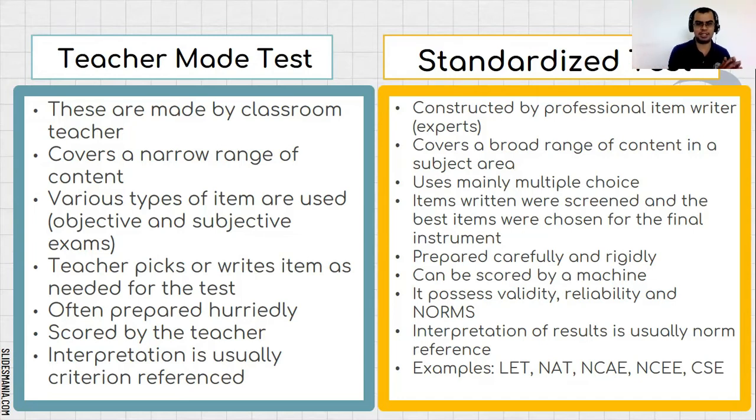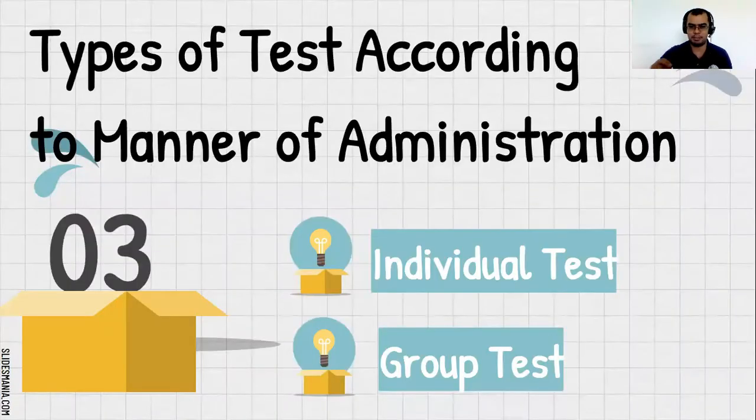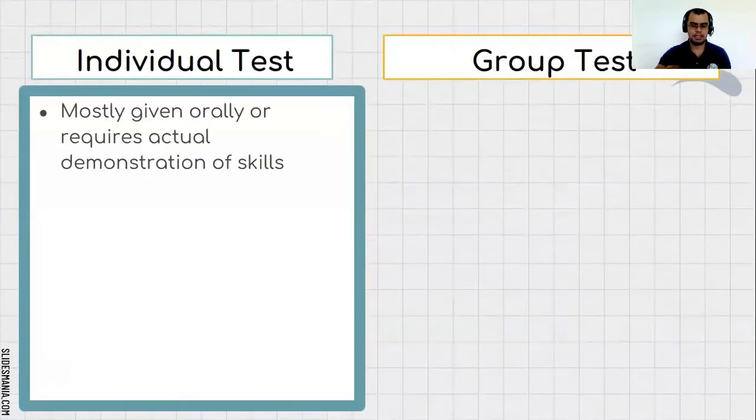So this is the teacher-made test made by classroom teachers, and the standardized test made by a pool of experts. The next type of test that we are going to discuss is according to the manner of administration. These are individual tests and group tests. Individual tests are mostly given orally or require actual demonstration of skills. So this is performance-based assessment, when you ask the students to demonstrate their skills, or to showcase their outputs or products, or to do an exhibit.